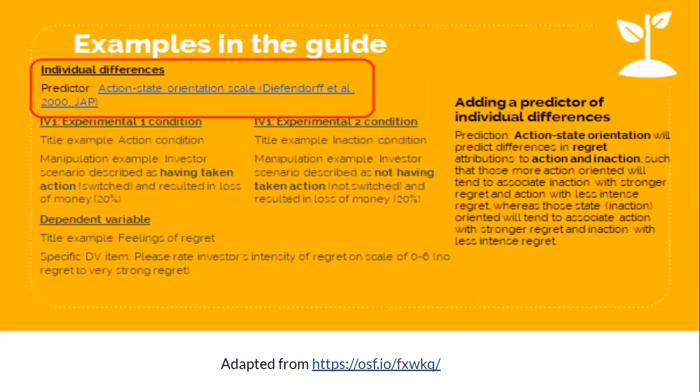And here, this is an individual difference predictor. So action-state orientation is added. Action orientation refers to the tendency to take action and make changes to move from the present stage to advance to a future goal stage. Whereas state-oriented people tend to have more ruminative thoughts about alternative goals and are less likely to take action on changes.